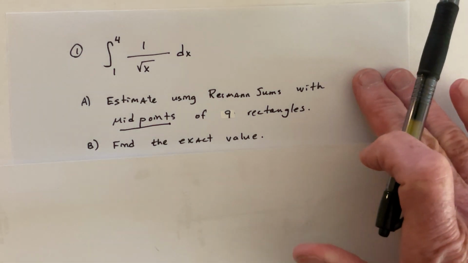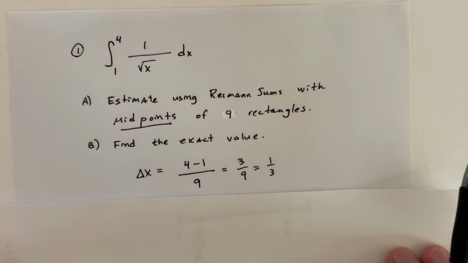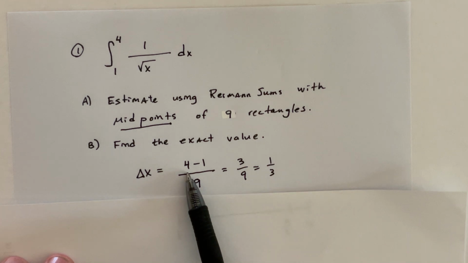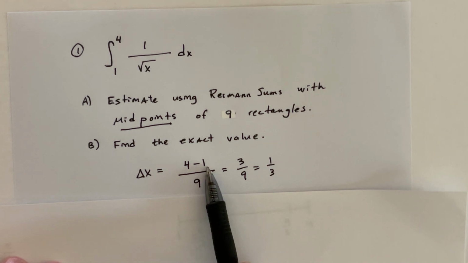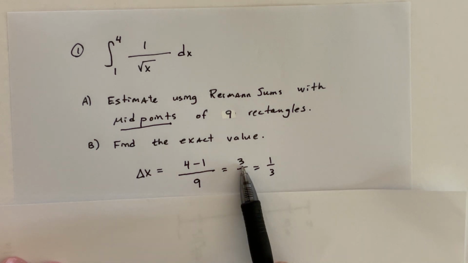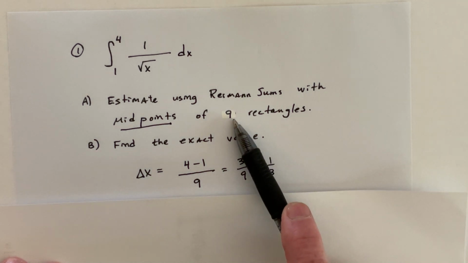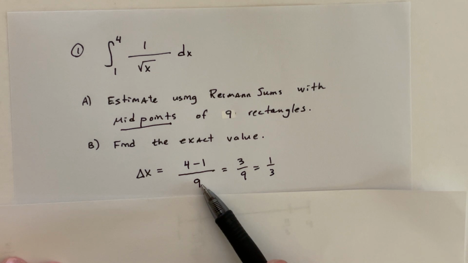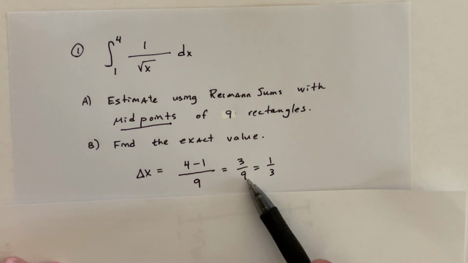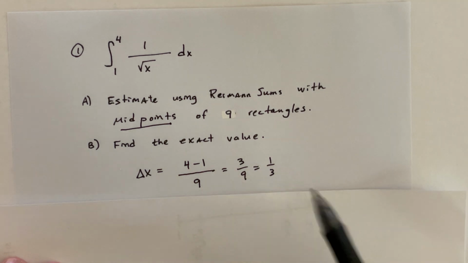So the first thing to do is find what's called delta x. So you find the length of the interval from 1 to 4. So subtract 4 minus 1. That's going to be 3, of course. And then however many rectangles it says to use, then divide by that number. So it's going to be 3 over 9 or a 1/3.